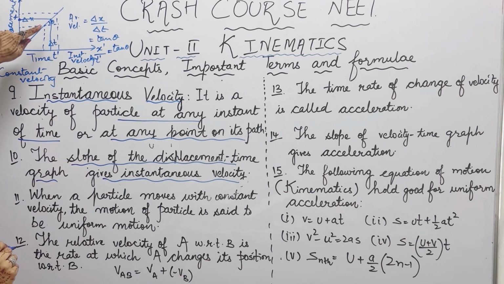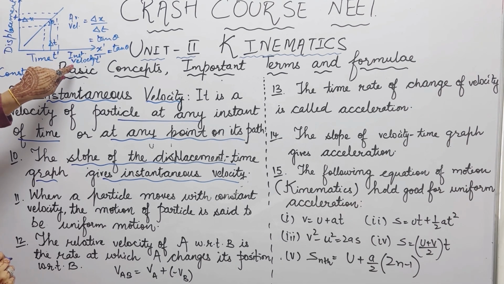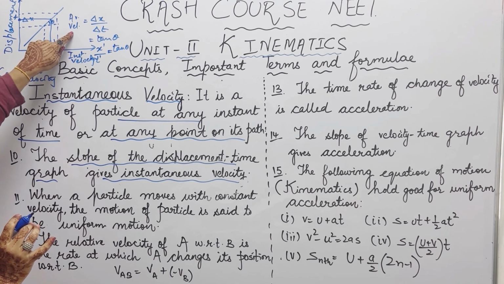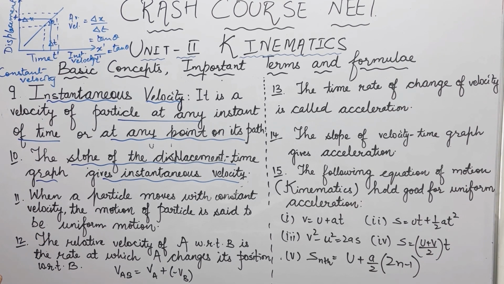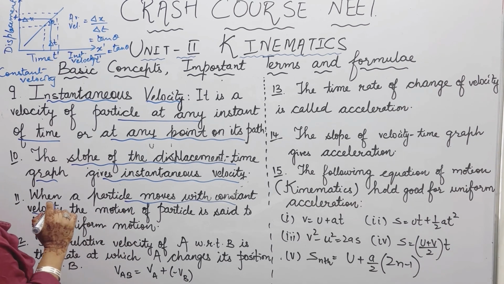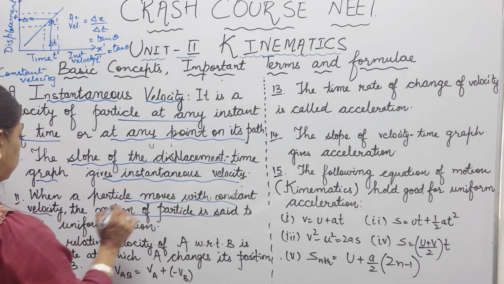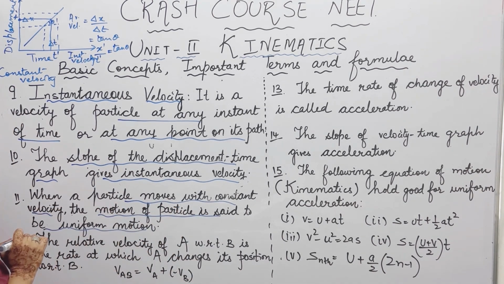If it is moving with a variable velocity, then instantaneous velocity will be different at every moment, and it won't be equal to the average velocity. The next point is, when a particle moves with constant velocity, meaning there is no change in the speed and no change in the direction, the motion of the particle is said to be uniform motion.